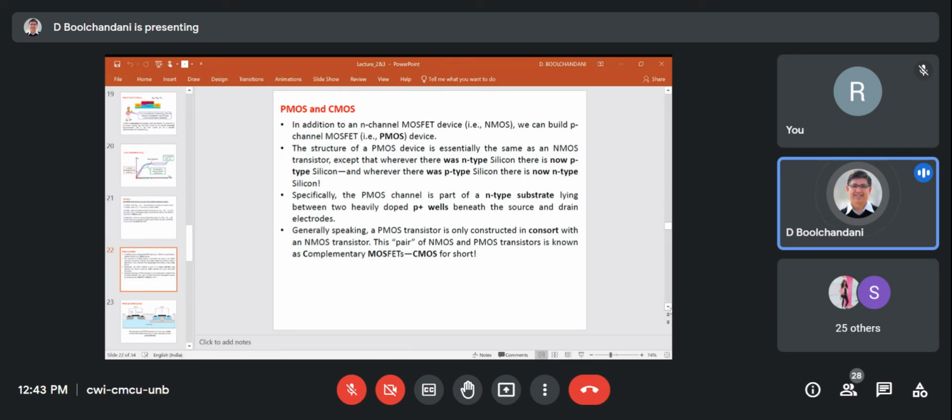And we'll see that Pmos is constructed in consort with an Nmos transistor. That is, mainly we'll be using the Nmos transistors, but we'll be having a Pmos transistor also, and they will be constructed in consort with the Nmos. And the pair of Nmos and Pmos transistors is known as complementary MOSFETs, CMOS for short. So where both Pmos and Nmos are used, we call it a CMOS.